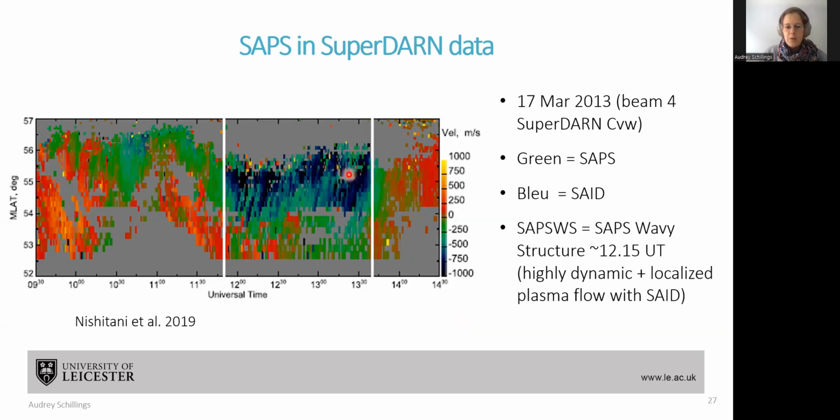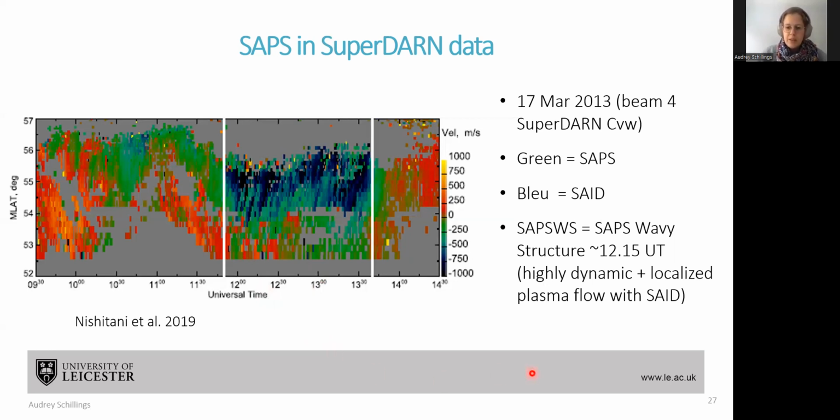And then here they make the difference between SAPS and SAID, the sub-auroral ion drift. The blue part is the sub-auroral ion drift. In my case, I do not make the difference, so I call everything SAPS. What has a velocity higher than 500 meters per second is the SAPS in the data.